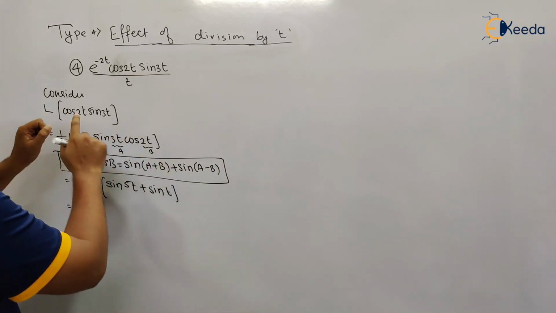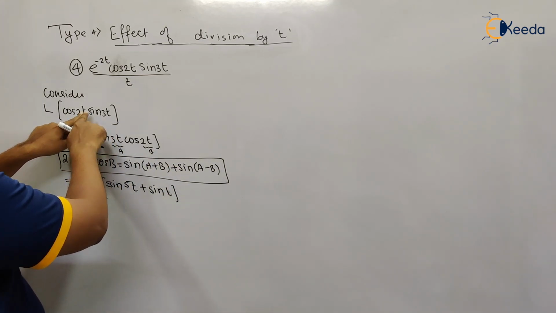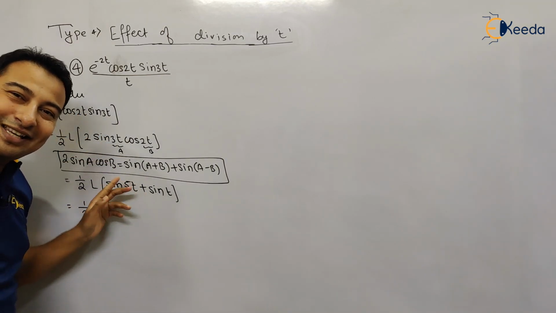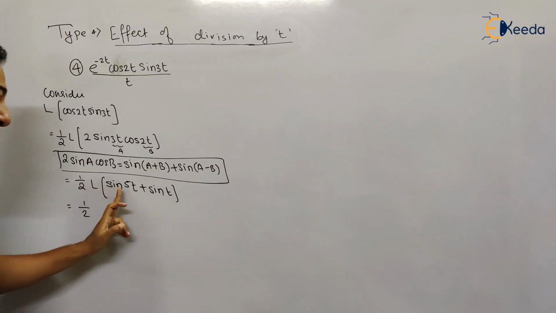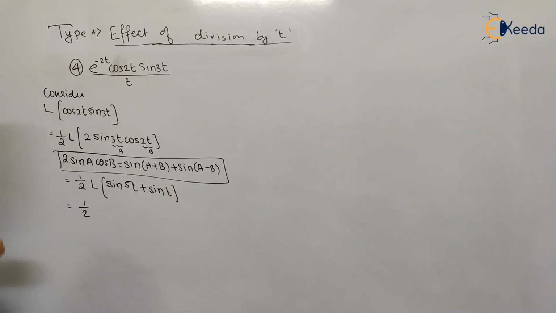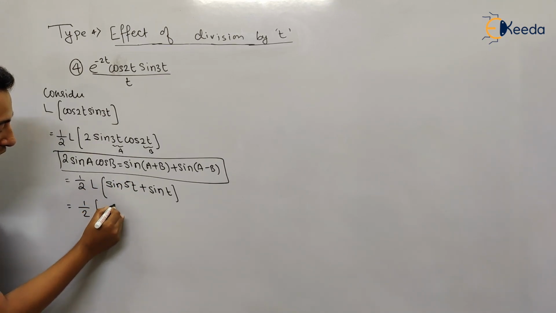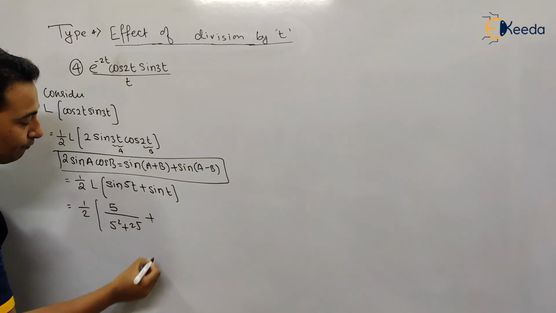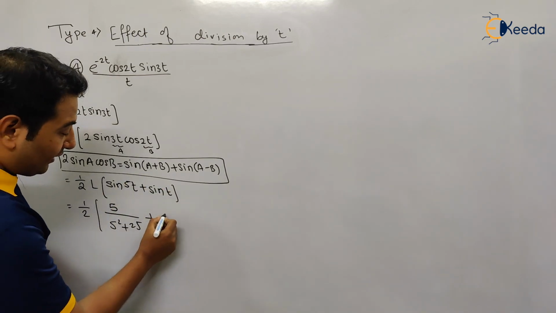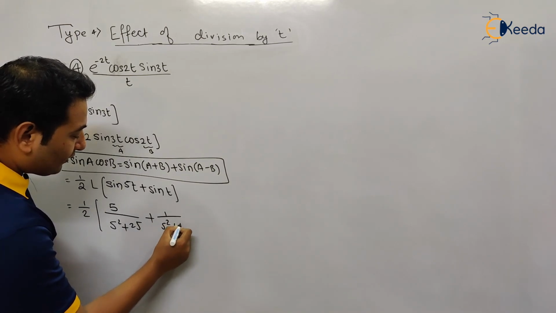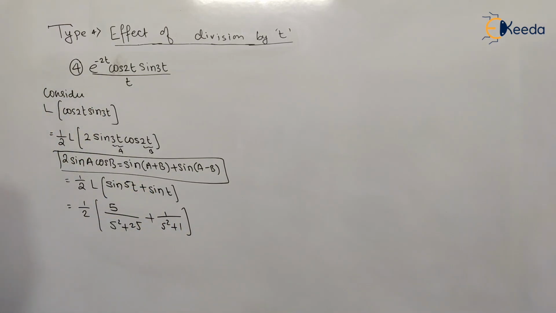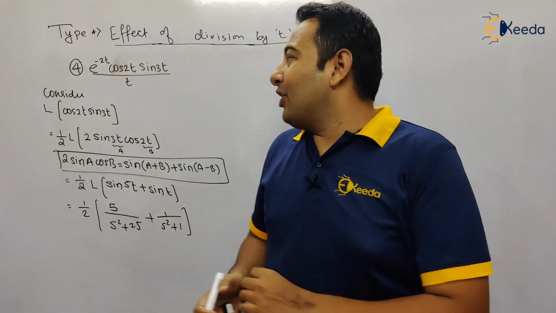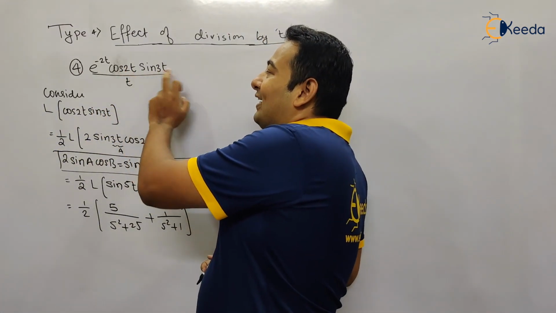Why we applied the formula? Because the problem was with multiplication and we don't want that multiplication. We converted that into plus. Now you can separate. You can write down as Laplace of sine 5t and Laplace of sine t. Laplace of sine 5t is 5 upon s square plus 25 plus Laplace of sine t is 1 upon s square plus 1. Till now we got Laplace of cos 2t and sin 3t.